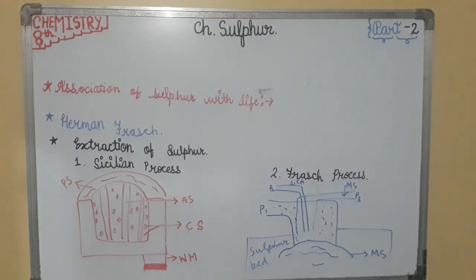In this part, we have learned many things. In part 3 also, we will learn more things. In part 3, we will try to learn allotropy of sulfur, then crystalline forms of sulfur. In the next part, we will learn all the crystalline forms of sulfur.